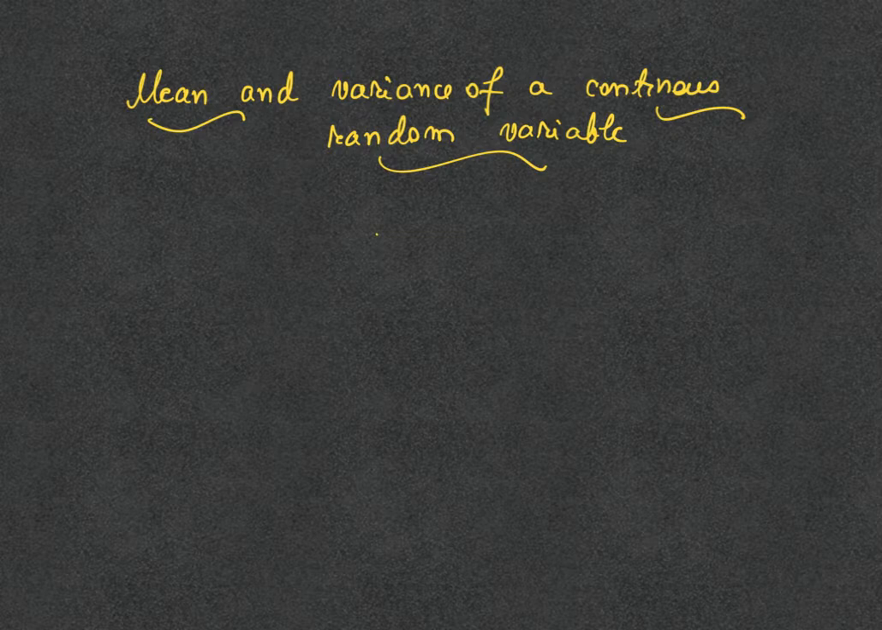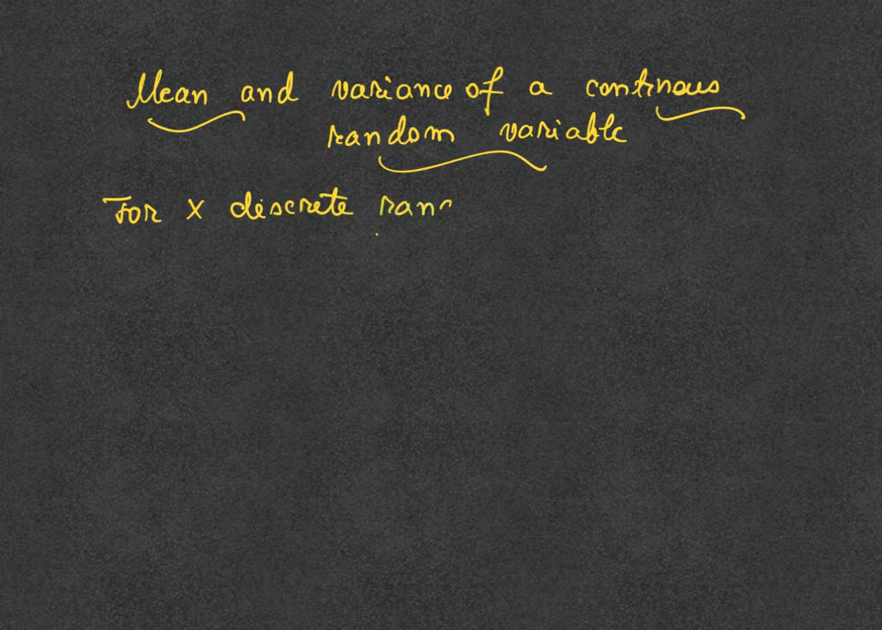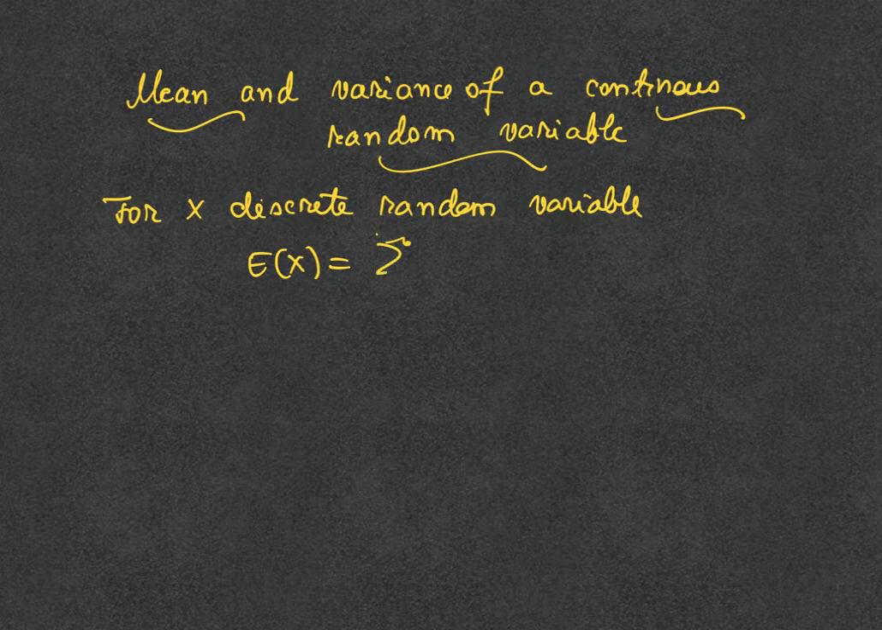The next question we're going to ask is how we find the mean and variance of a continuous random variable. Let me remind you that for x, a discrete random variable, the expected value was the sum of, and we multiply the probability of x being x with the value of x. So multiply the value times the probability, and we added all of them.